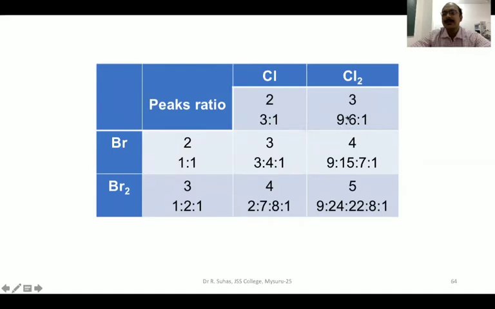Sir, how did we get this? It is very simple. You have to do (A plus B) whole square because there are 2 chloro atoms. So n is equal to 2. Substitute in A square plus 2AB plus B square.